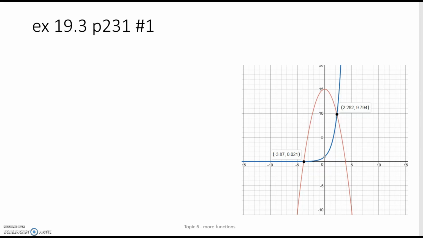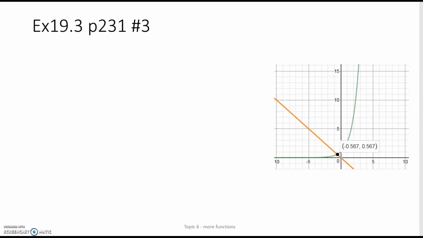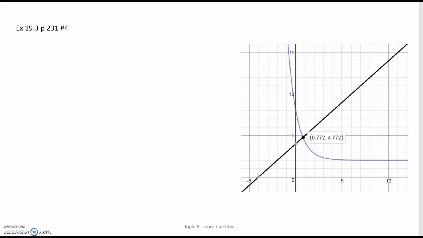This is one of the problems. These are the graphs from the textbook. You will need to look up these. This is just here to help you with the problems that you're going to do: 19.3, also 19.3, but number 3 this time, and 19.3, number 4. So I've just drawn the graphs and put these solutions in for those for you.